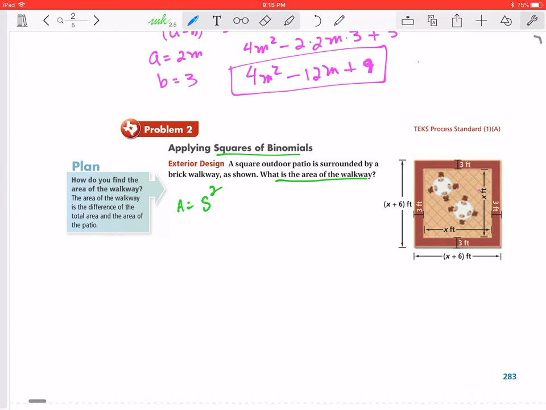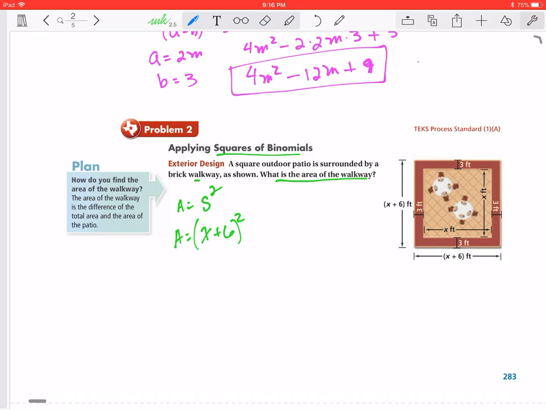Since we know that all sides are equal to each other, our side length is going to be x plus 6 squared. But now it says it's surrounded by a brick walkway, so we're really looking for this spot here that's about 3 feet, okay? That means I'm going to subtract the area that's inside, this patio area, from the total area, the x plus 6 squared, to get this brown walkway area.